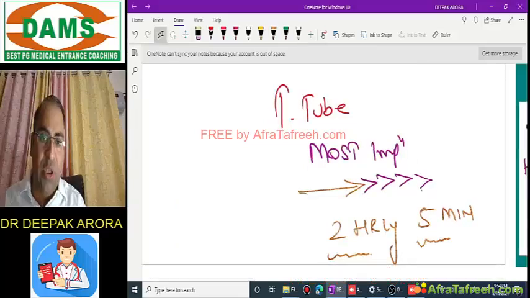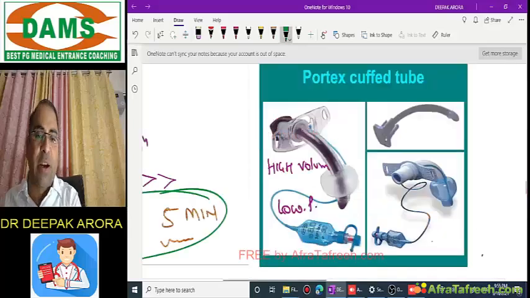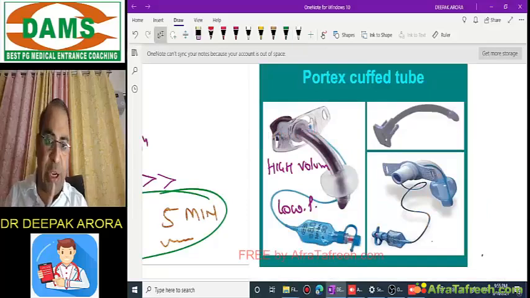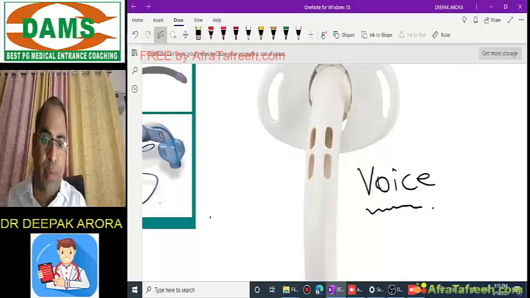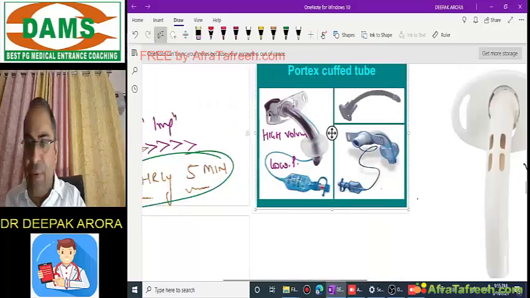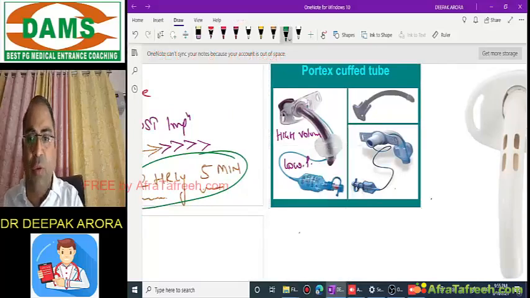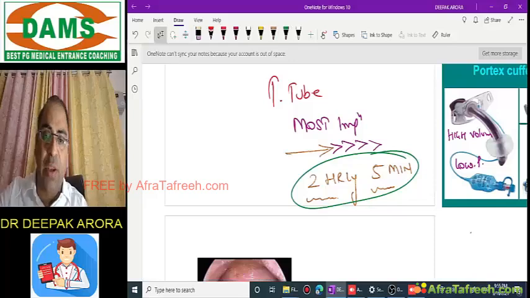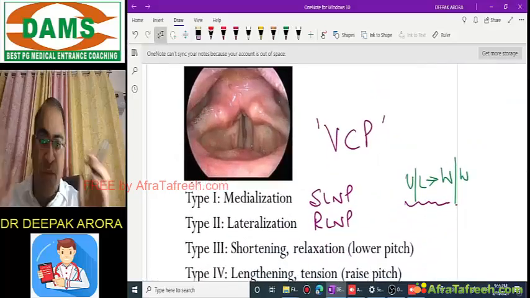Tracheostomy tube. What is the expected MCQ? How frequently should we deflate? Every 5 minutes. Cuff tube. What is the important point for cuff tube? High volume, low pressure should be there. If the examiner shows you this type of tube, this is a fenestrated tube for voice. Listen, beta, everything will be there in the recorded form. You can listen to these points, keywords again. I'm just trying my best to give you the must-read topics which are mandatory.